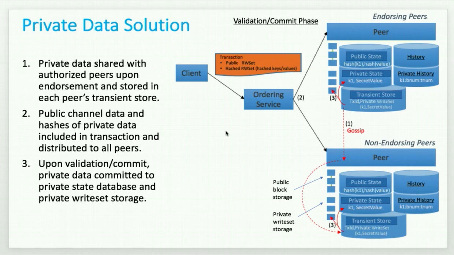And then in step 3, the peers that are authorized to have the private data will look up their private data from their transient stores, validate it against hashes in the public blocks, and commit the transaction in the block.